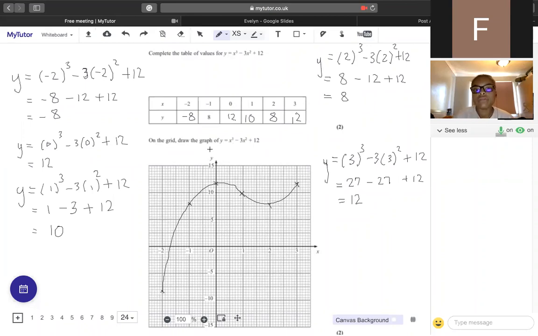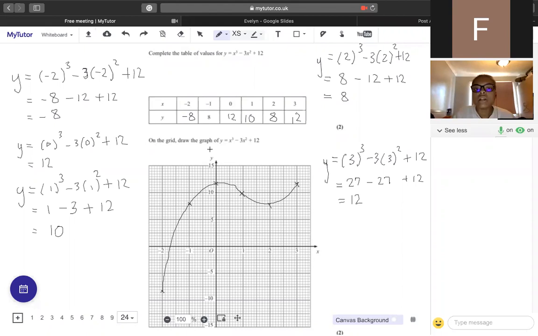Now, if you get one of your points wrong, one of your y values, let's say for the first one you got a minus 7 instead of minus 8, sometimes depending on the exam, you can get follow-through marks. If you do plot minus 7, minus 2, minus 7 on your graph and then draw a smooth curve through there, they might still give you the mark because you've drawn a smooth curve.